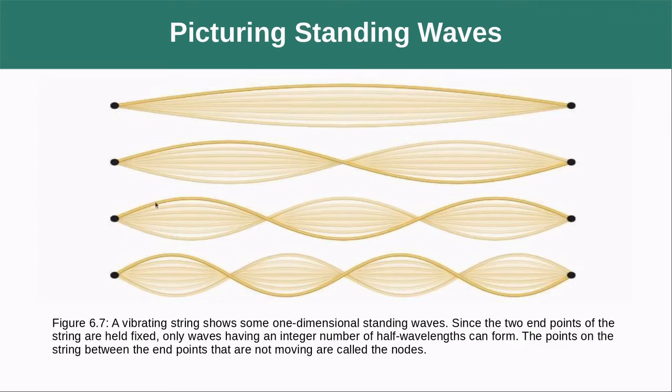Here we have 3 halves, so we're going to have 1/2 of a wavelength, the other half of a wavelength, and the third half of that wavelength. We now have 2 nodes, and so on and so forth, each time adding a node and another half of a wavelength.